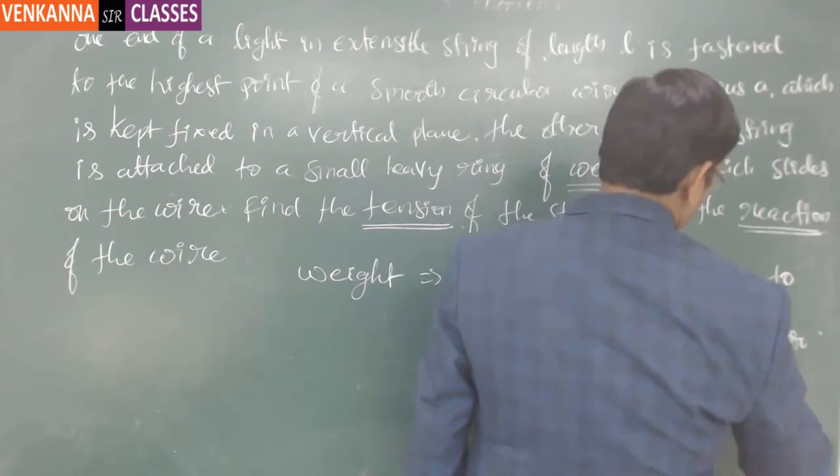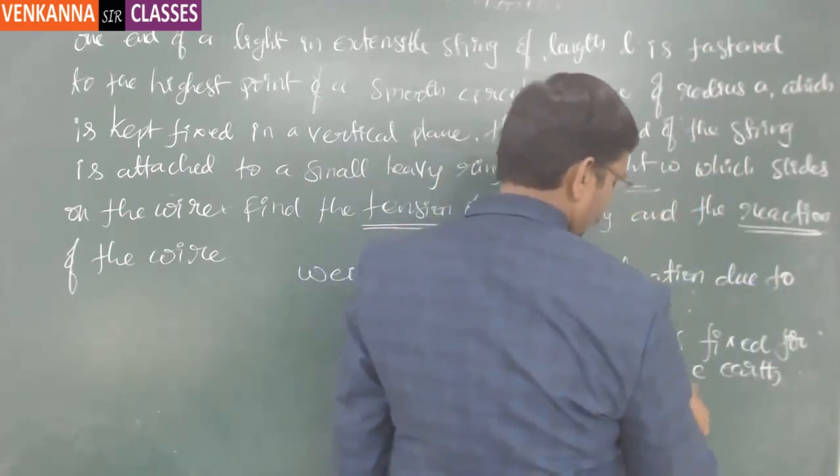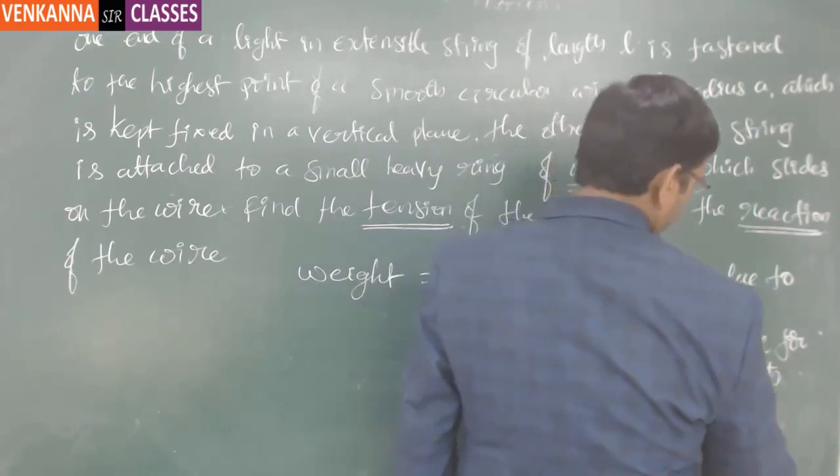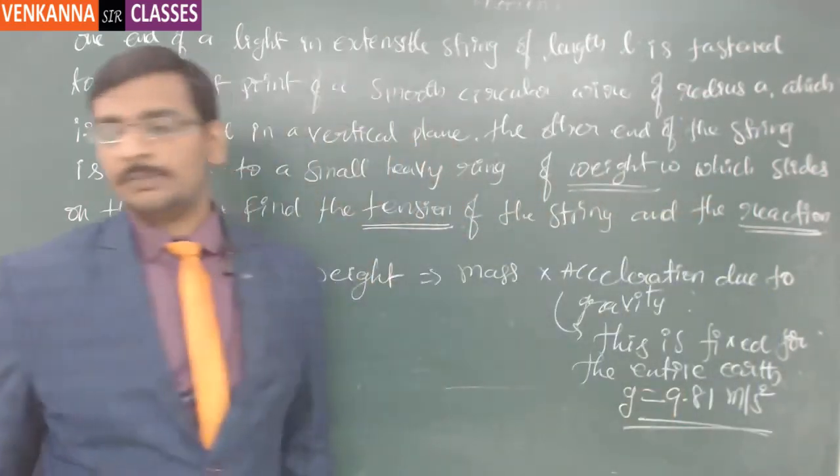And this is usually of magnitude. So g is equal to 9.81 meters per second squared. Now actually this value is very important for us.